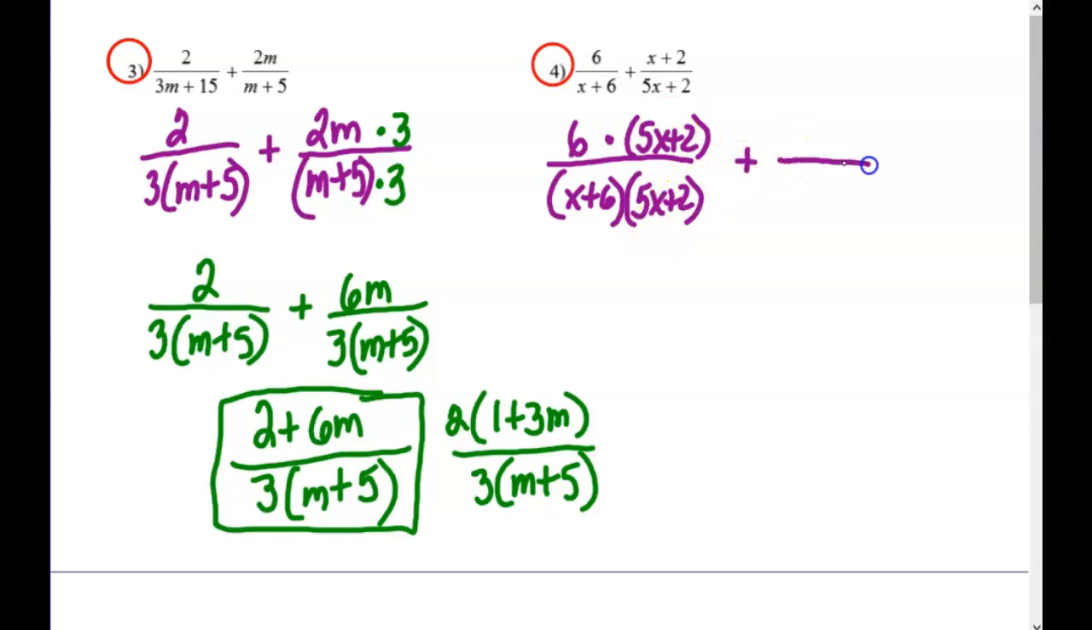This one already has a 5x plus 2. And it has an x plus 2 on the top. What does it need to multiply by top and bottom so that the denominator is the same? An x plus 6 over an x plus 6.